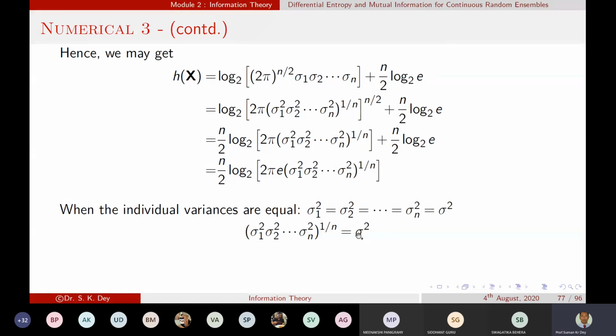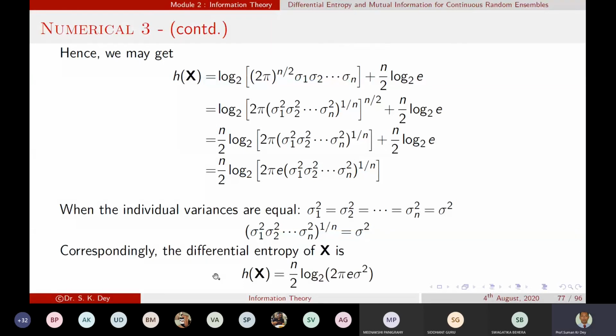So now if we replace that value over there, what will we get? The differential entropy of x, h of x, equals n by 2 log base 2 of 2 pi e sigma square. That is the final expression we will get when all the Gaussian vector elements have equal variance. Okay. So now any doubt?